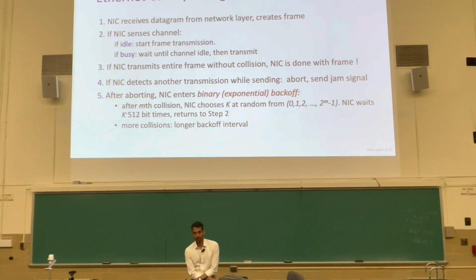This is exponential backoff. What is this? It waits for k times, where k is chosen from doubling intervals. What is 512 bit times? A bit time is just a bit transmission time. It is the time to transmit 1 bit on the wire.